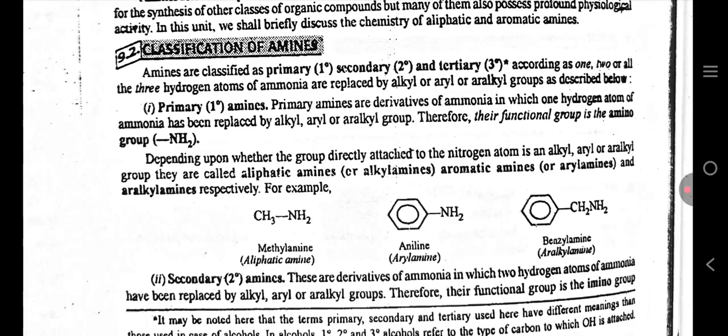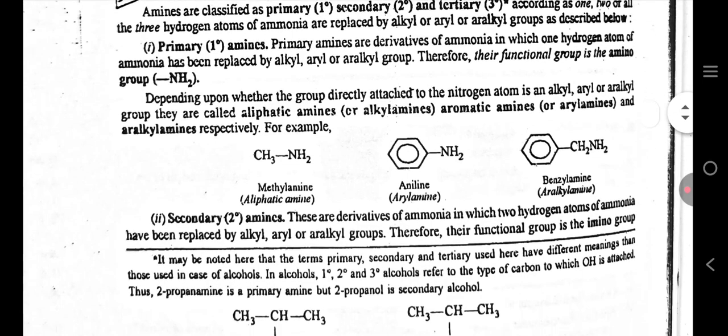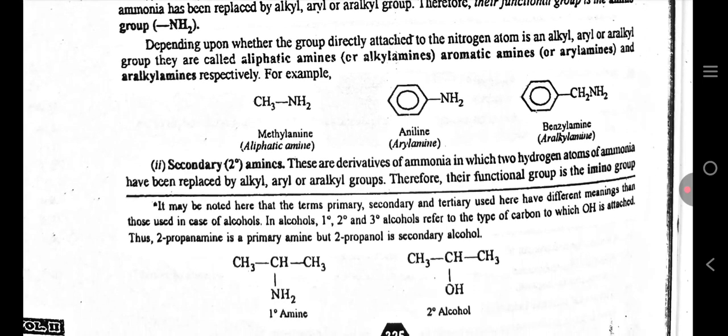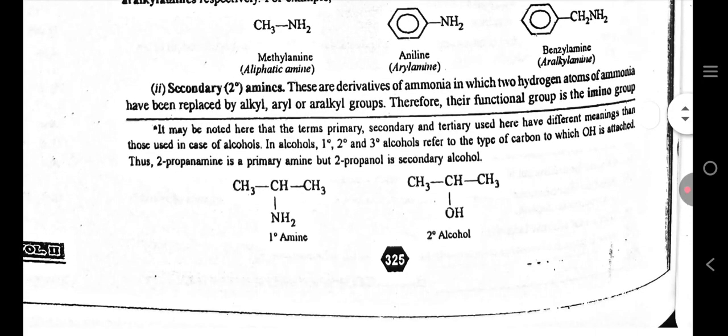Therefore, their functional group is the amino group, NH2. Depending upon whether the group directly attached to the nitrogen atom is an alkyl, aryl, or aralkyl group, they are called aliphatic amines or alkyl amines, aromatic amines or aryl amines, and aralkyl amines respectively. For example, methylamine, aniline, benzylamine.